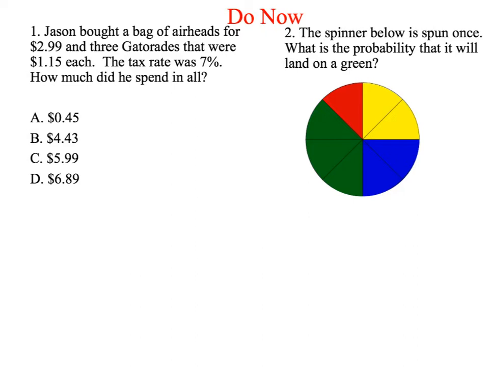So for number 1, with any percent problem, we can use a proportion to solve. So my proportion is going to start with my percent of 7 over 100, which is my tax. I don't know how much I'm spending in tax, and on the bottom I need to put my total. So first I need to figure out how much he spent.